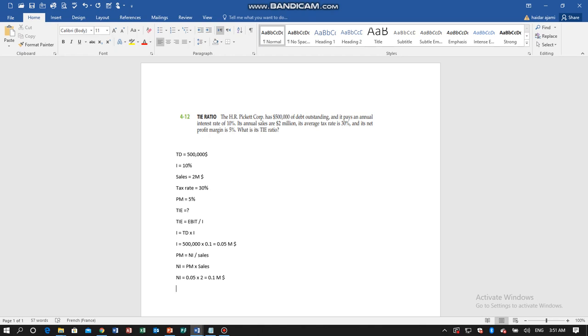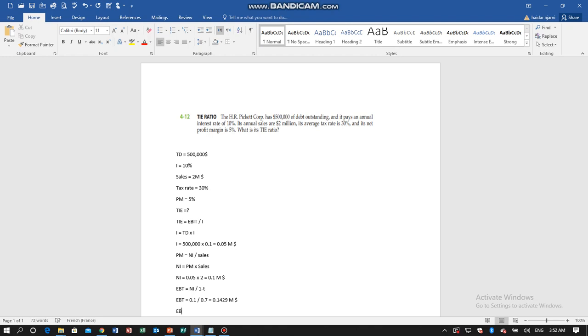Now we need to calculate the earnings before interest and tax. In order to calculate it, we need to first calculate the earnings before tax, which is equal to the net income divided by 1 minus the tax rate. So the earnings before tax is equal to $0.1 million divided by 1 minus 0.3, so divided by 0.7. So the earnings before tax is $0.1429 million.